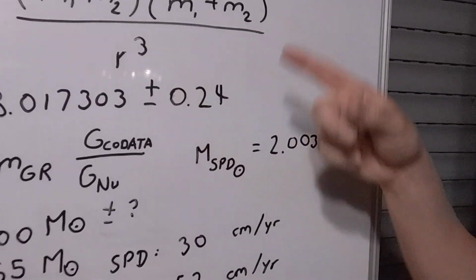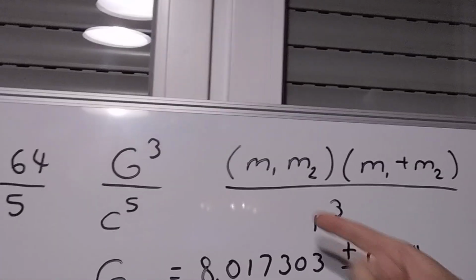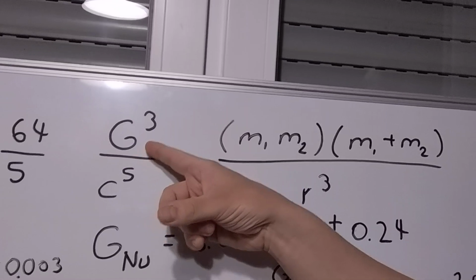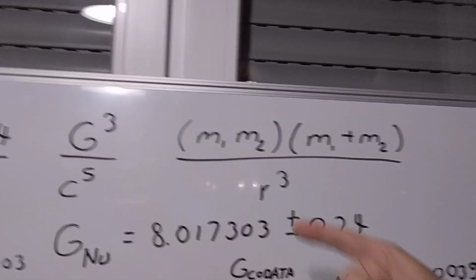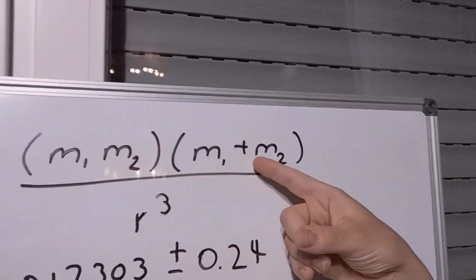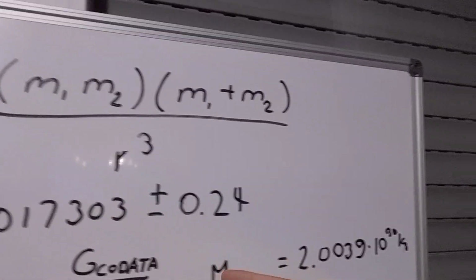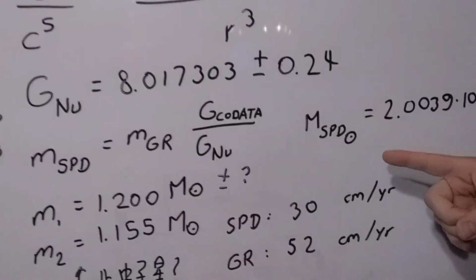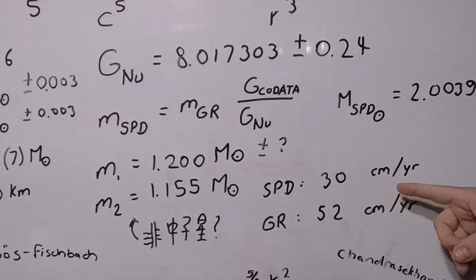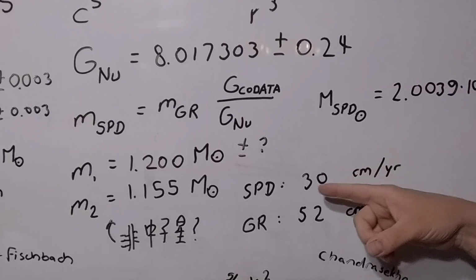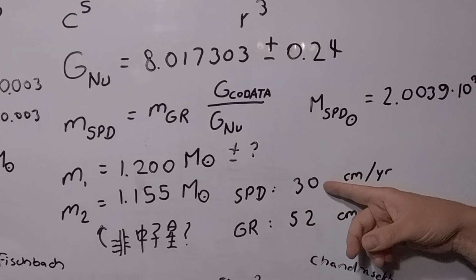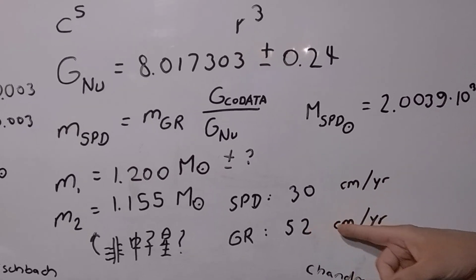Also, if we assume that they are truly neutron stars, this term will be very high, and these will be lower, but we have this cubed here, so we get quite a big difference between SPD and general relativity here. This is 30 centimeters a year, this is 52 centimeters a year. This is too big of a difference.